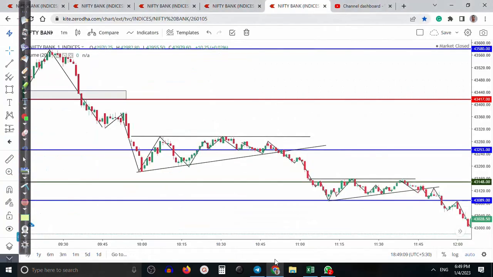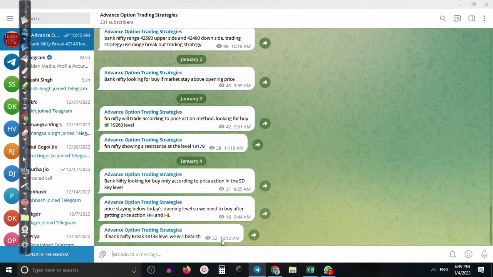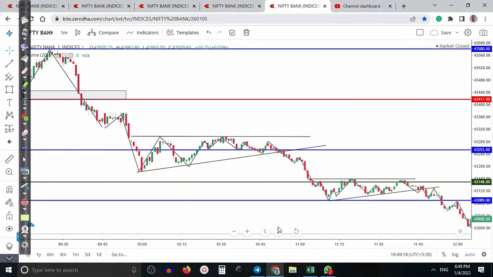Next, here you can see around 10:11. Okay, not exactly 10:11. At what time? 10:12, 10:11. Just a minute. Somewhere here, when price was forming in this area, at that time I told that if price breaks this level, have you seen this black line?